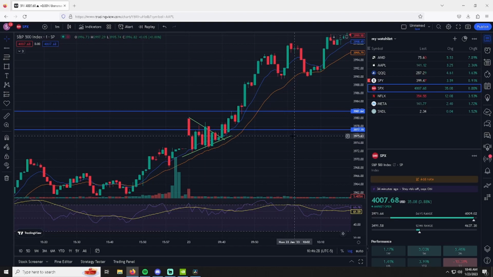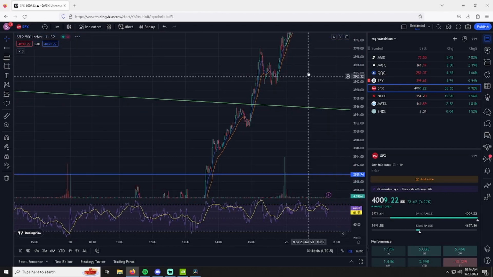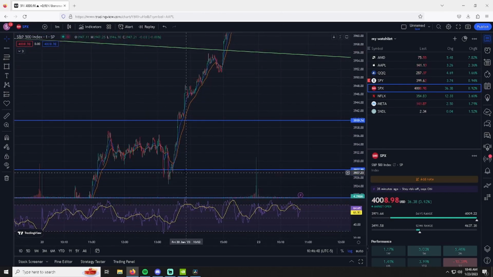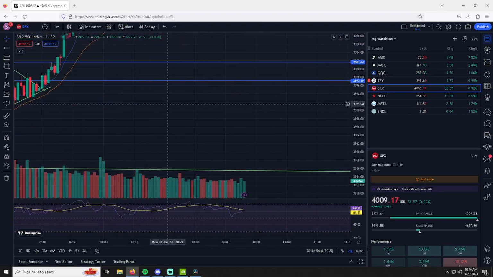Coming into the opening of the market, since you don't really tend to want to enter trades within the first 10 to 30 minutes, I was just waiting it out, and I could see a bull flag forming off the open. As you can tell, we've been in a strong uptrend for a while now. I think it's been a couple of days.